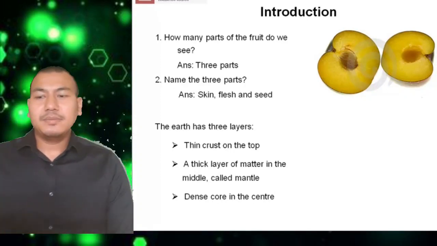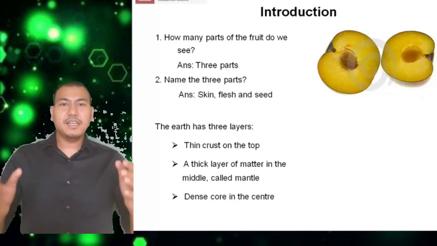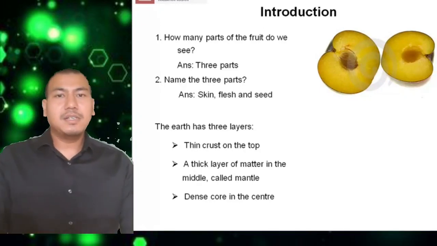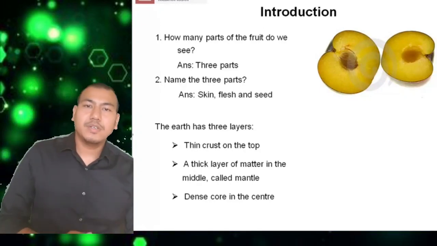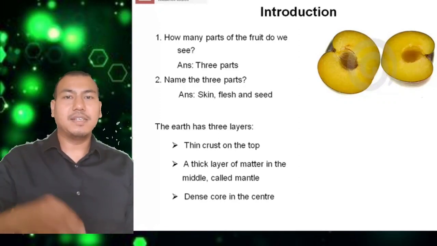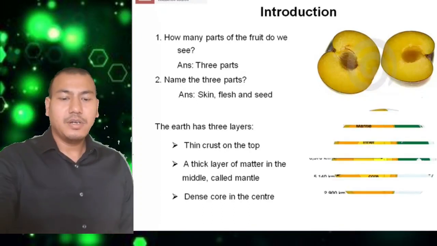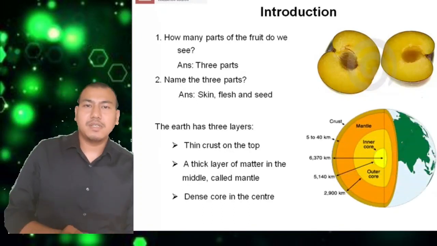The earth has three layers: the crust on the top, a thick layer of matter in the middle called the mantle, and the dense core in the center. So this is how the earth is divided into three parts, that is crust, mantle and the core. Now look at this image.